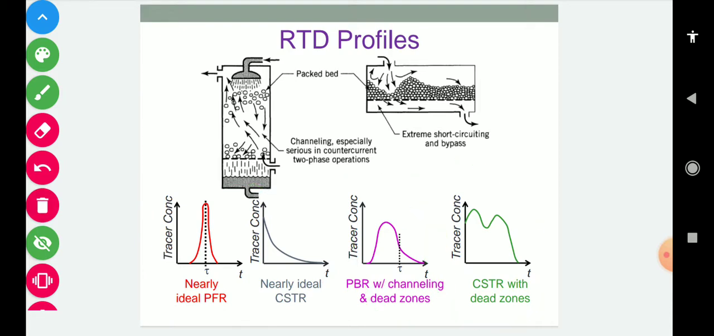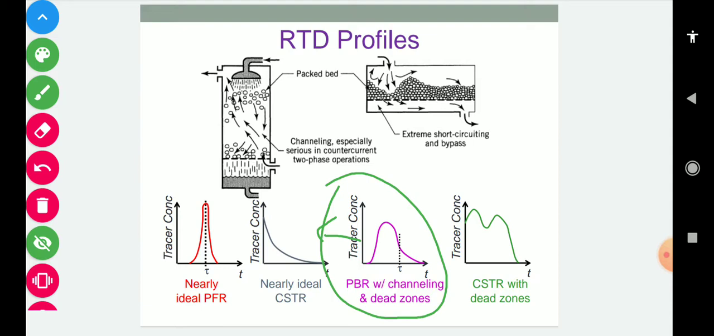So for a real PFR, there may be some channeling. Due to channeling, some molecules come out at a faster rate. So this peak shifts to the left side.